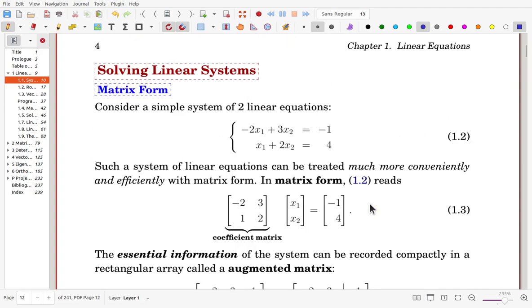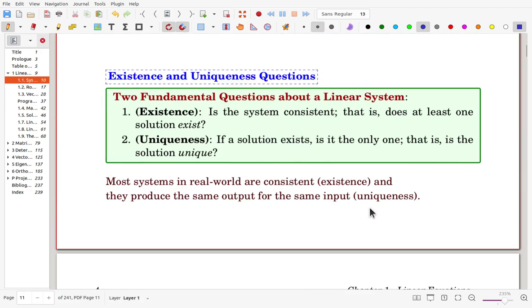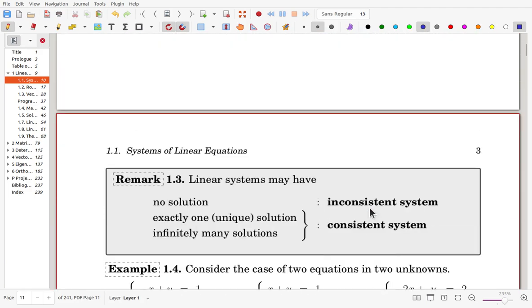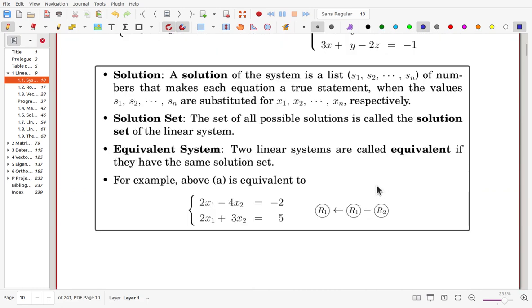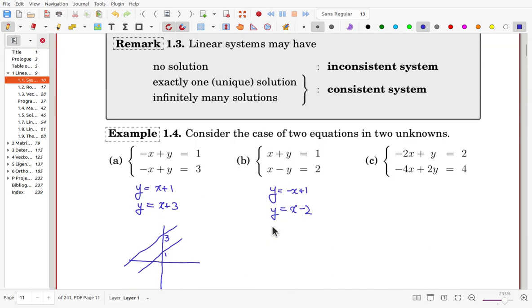Here, when we are considering an equivalent system, we did it here. Now, the first row is replaced by the first row itself, added by -1 times the second equation. We did it here. So that is a kind of replacement.